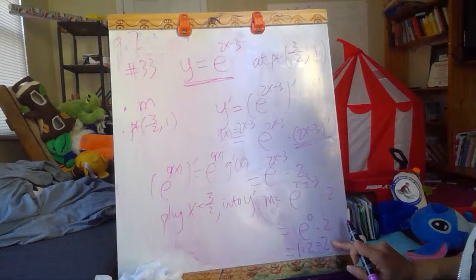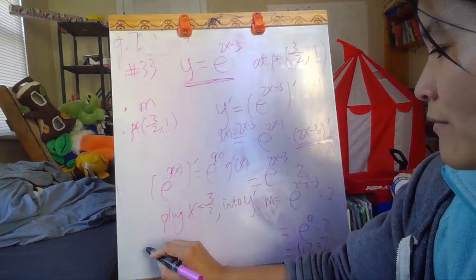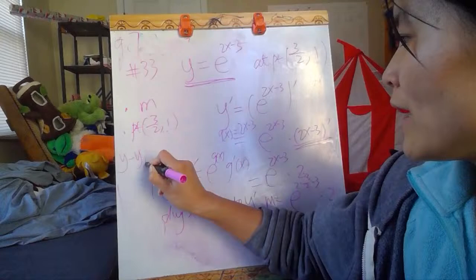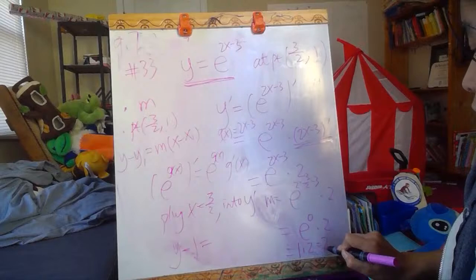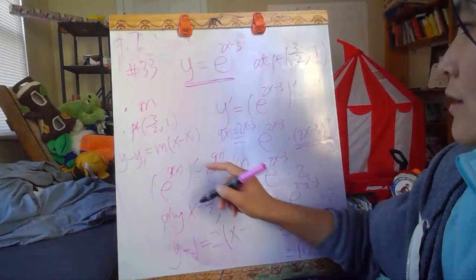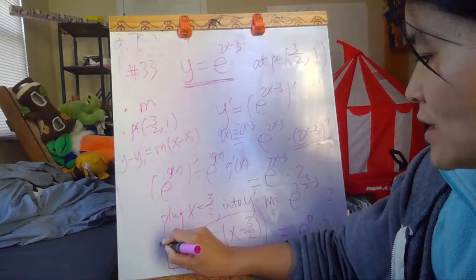The slope m is 2. The point is this one. We can use the point slope form for the tangent line. Point slope form is y minus y1 equals m times x minus x1. We use this point slope form and we find the tangent line. y minus y1, here is 1. Slope is 2. 2 times x minus x1, which is 3 over 2. So you will find the tangent equation is this.